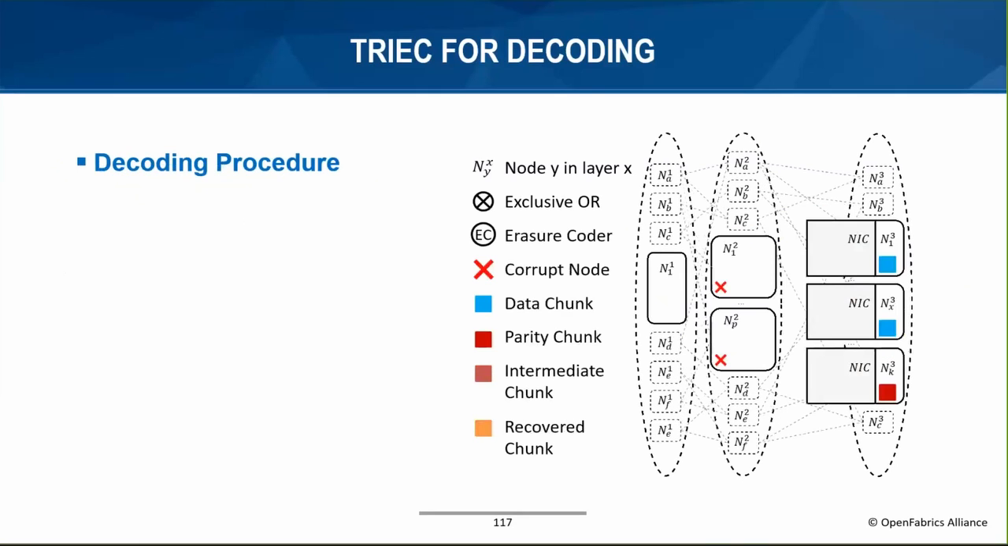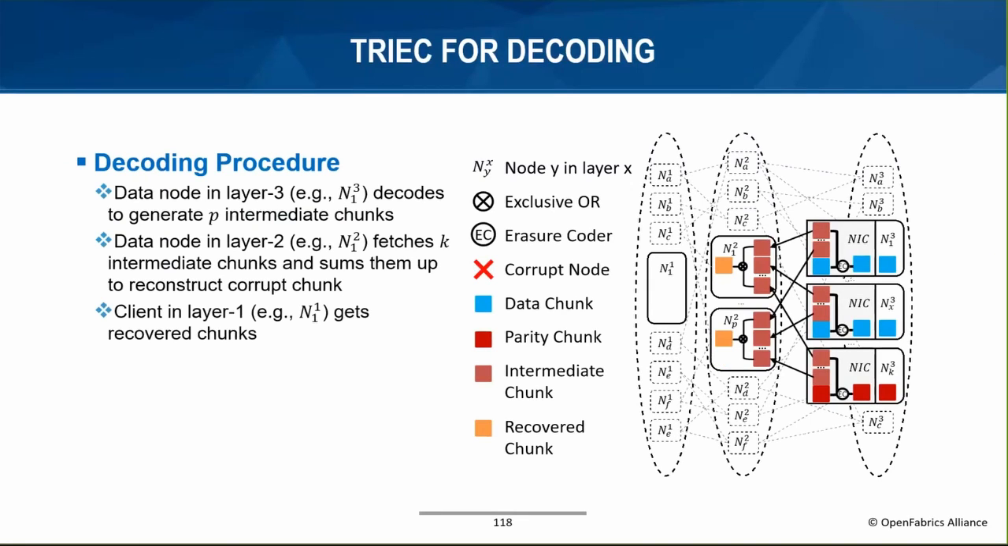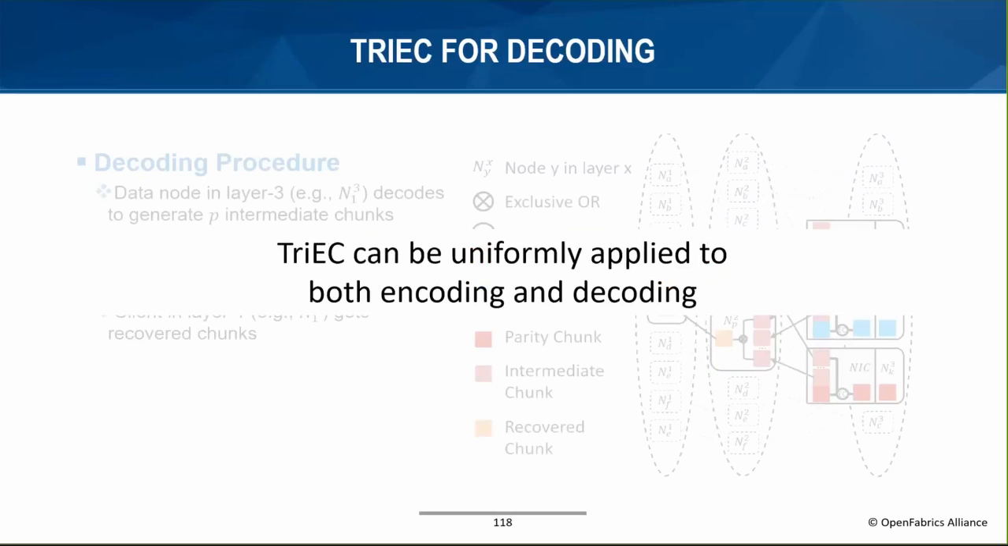These slides also show the decoding procedure of TRIEC. For instance, the data nodes in layer 3 will first decode to generate P intermediate chunks, and then data nodes in layer 2 will fetch these K intermediate chunks and sum them to reconstruct the corrupted chunks. And then the clients in layer 1 can get the recovered chunks finally. So both of these examples show that for encoding and decoding, TRIEC can be uniformly applied to both processes.